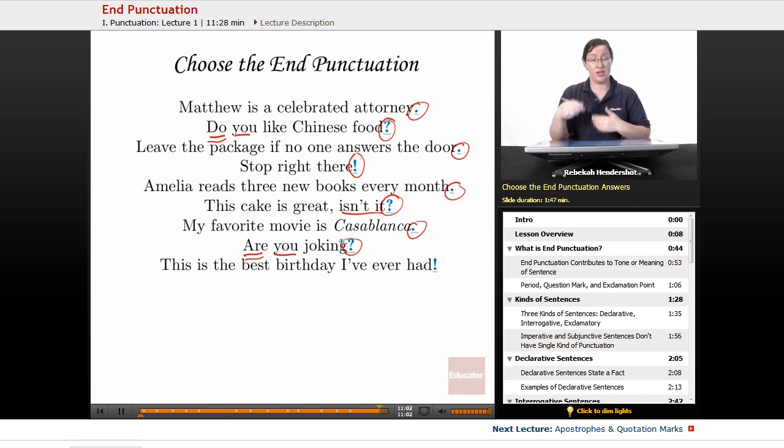Again, my voice when I read it, are you joking? You hear it go up, that's a question. This is the best birthday I've ever had. Now again, you could use a period instead of an exclamation point, but frankly, if you're having the best birthday you've ever had in your life, you're probably pretty happy about it, and you're probably a little bit exclamatory. This is the best birthday I've ever had!